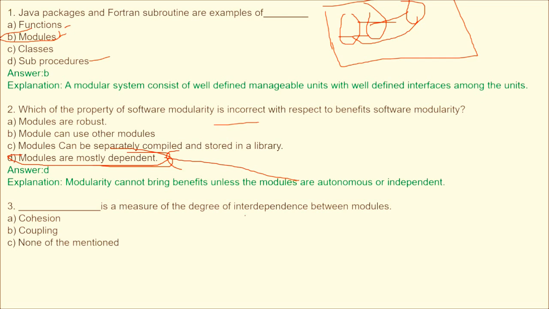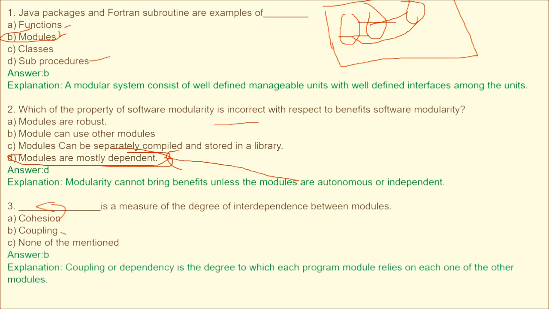Dash is a measure of degree of interdependence between modules. What is the answer? Cohesion or coupling? Can we take A or B? So we can take B, because cohesion is the functional strength of the module. The module, what it does, because if this is a module, these are the units, and if they are doing this work which has been assigned to them, then they are functionally strong.